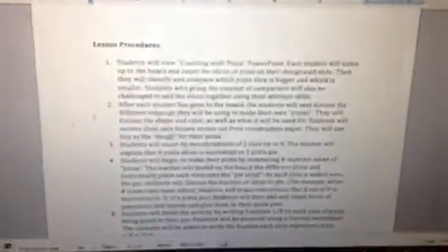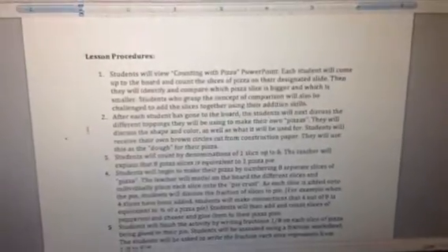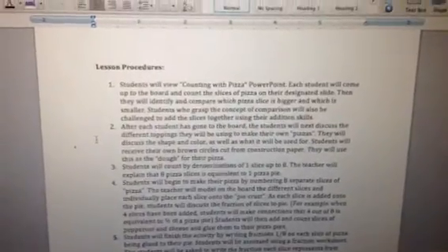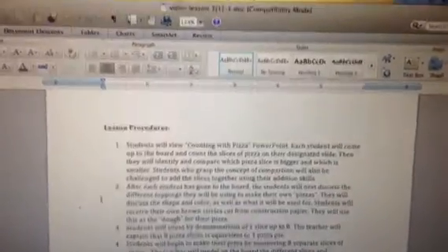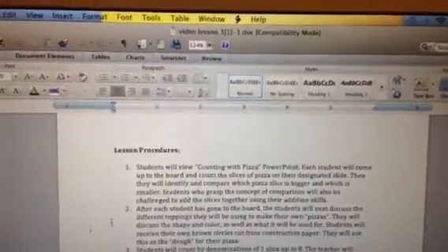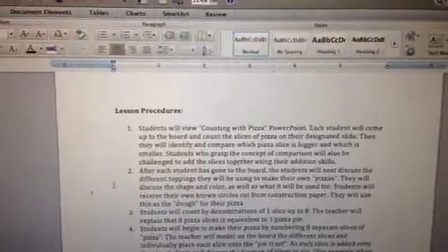Each student came up to the board and counted the slices of pizza on their designated slide. Then they identified and compared which pizza slice is bigger and which was smaller. Students who grasp the concept of comparison will also be challenged to add the slices together using their addition skills.